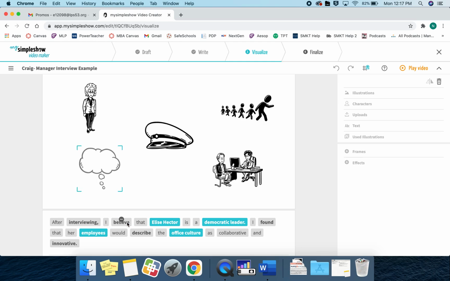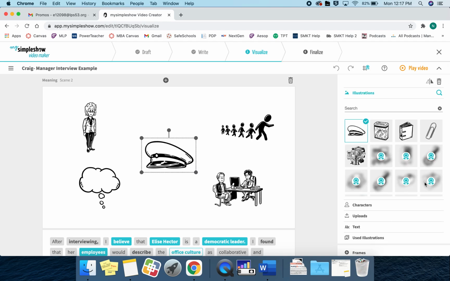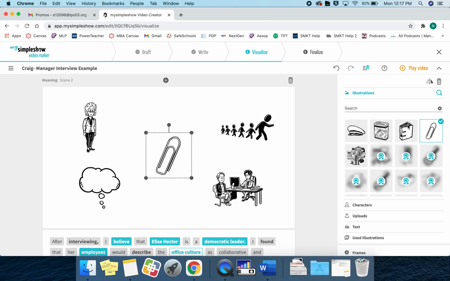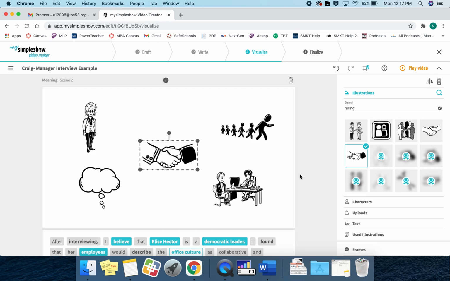Looking at this, again, they grabbed some keywords, and they are using that to make images. But I don't like this image. I want to change it. So I'm just going to click on it. I'll go to something else. I could always search for a new image. I could search for hiring and see what comes up there. And that's the graphic I want to use now.